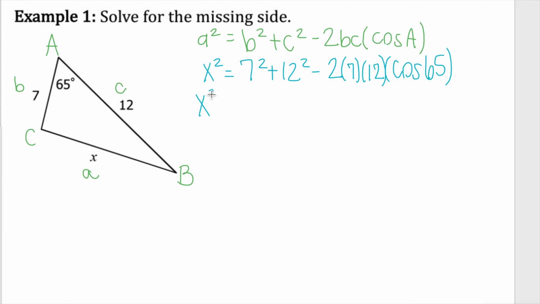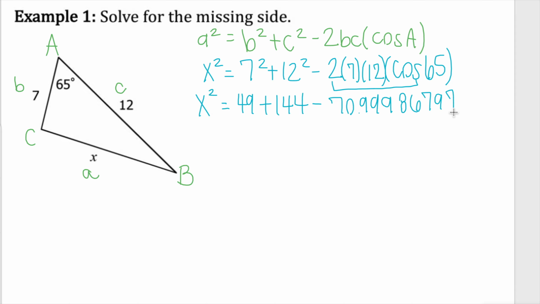It's important that you follow order of operations when you're trying to solve for a variable. So I'm going to take care of 7 squared and 12 squared, and then this all is getting multiplied together. So 2 times 7 times 12 times the cosine of 65, I get 70.9986797. Eventually we'll round to the nearest tenth when we're done.